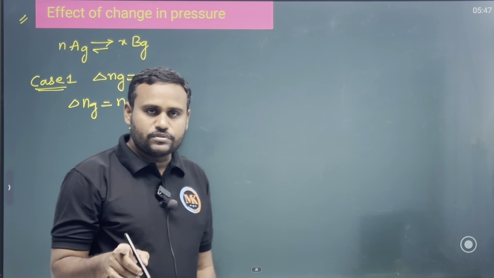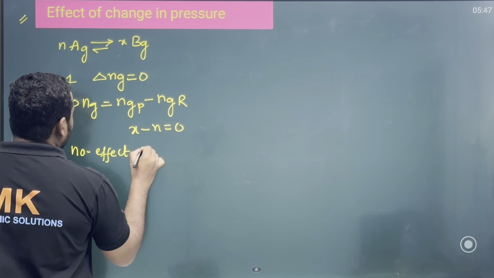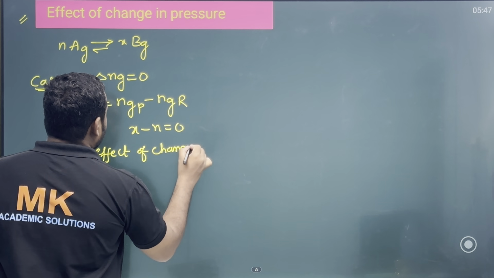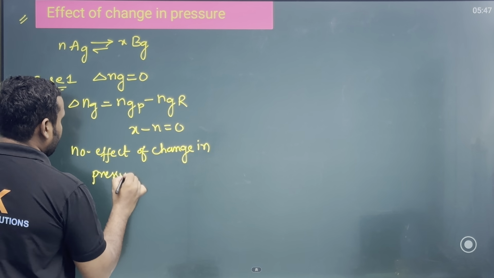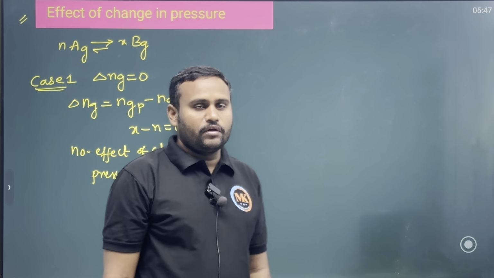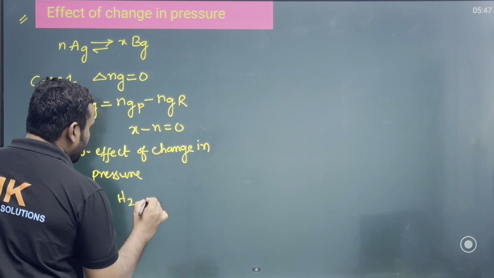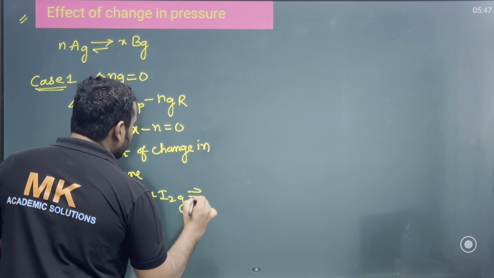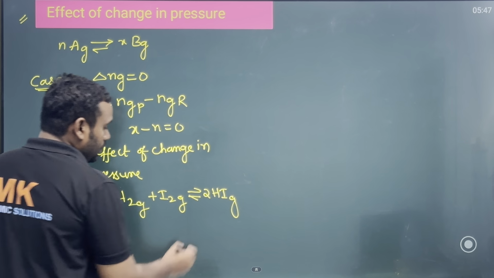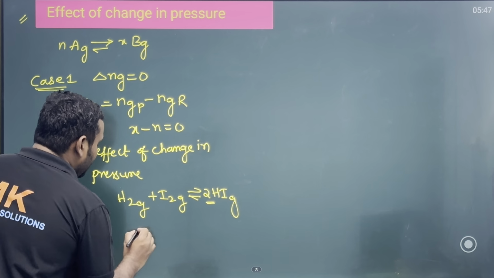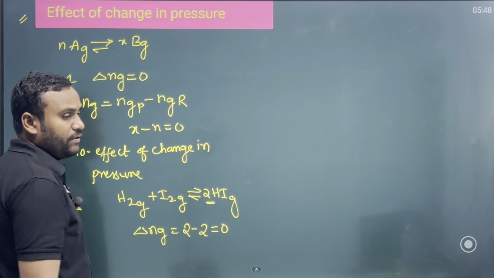So there is no effect of change in pressure. Whether you decrease or increase the pressure, there is no effect on the equilibrium state. For example, take H2 gas plus I2 gas giving rise to 2HI gas. Here delta Ng is equal to 2 minus 2, that is equal to 0. There is no effect of change in pressure.